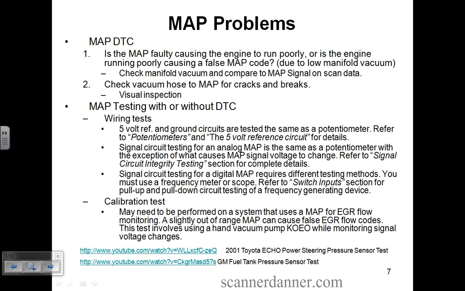Moving on. This is where I want to be the rest of the time. Map sensors. Testing them. This first line is probably the most important thing that you can ask yourself anytime you have a map sensor trouble code. You need to think about this. Map sensors measure manifold vacuum, right? Anything that affects manifold vacuum can cause a map sensor fault code.